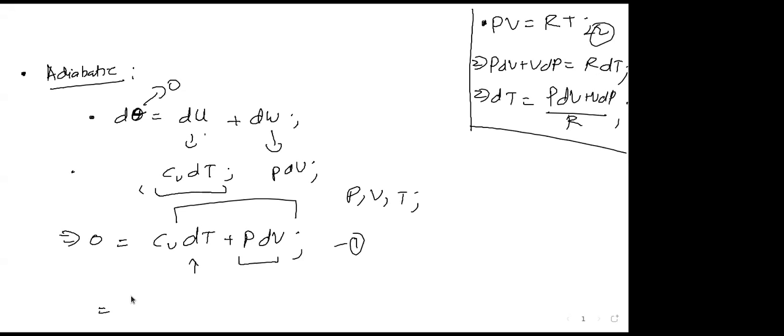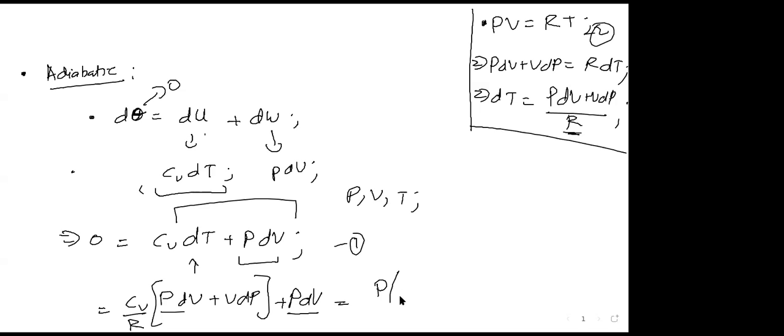So let's just put it inside and see what happens. This becomes CV by R because of the R in the denominator. dT becomes P dV plus V dP, plus P dV. Now the dV term is the same, so we can combine these two terms. So we can write this as P times (CV divided by R plus 1) multiplied by dV, plus CV divided by R multiplied by V dP, sorry. Correct? Lovely.